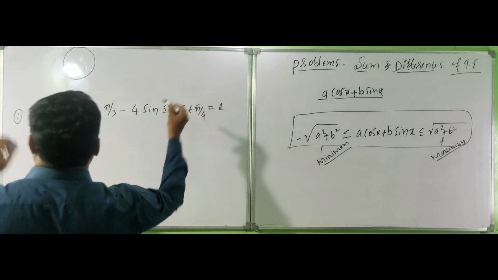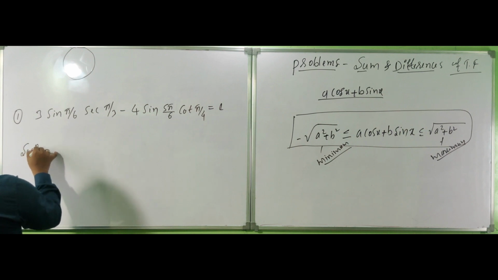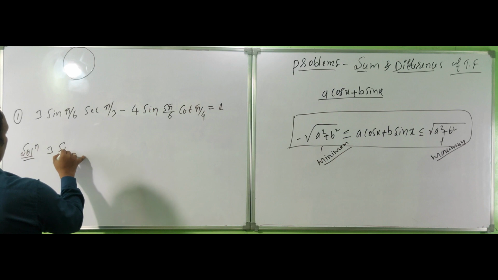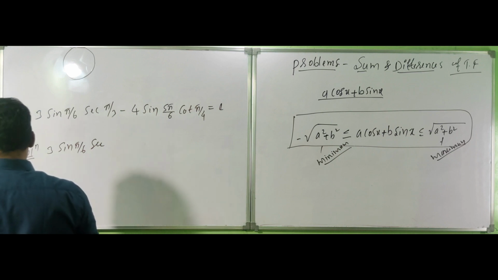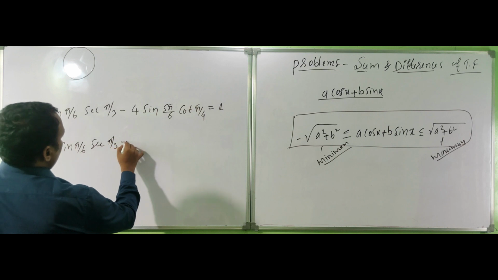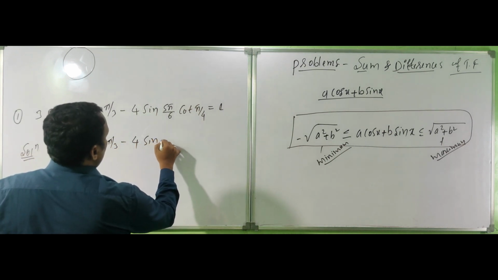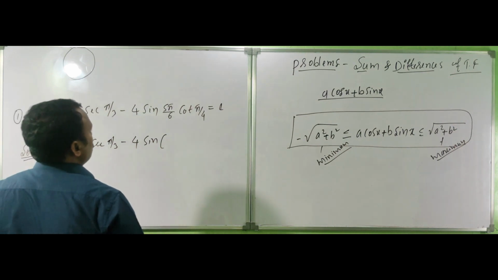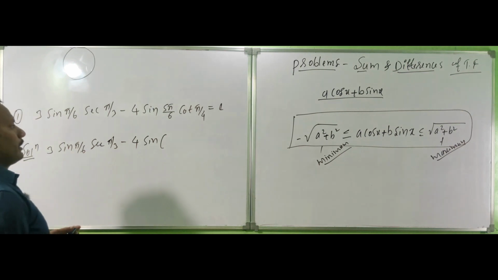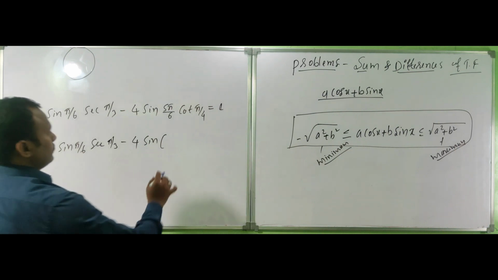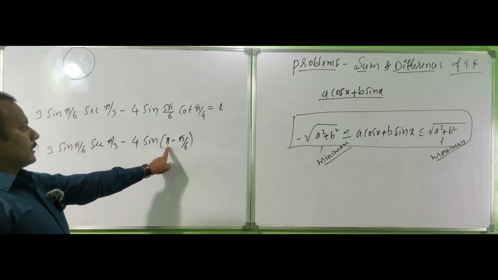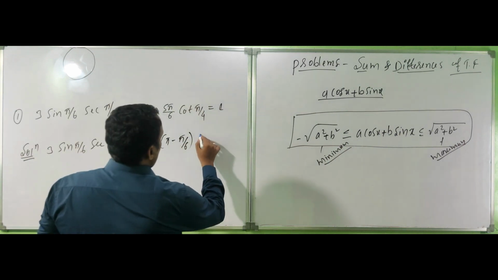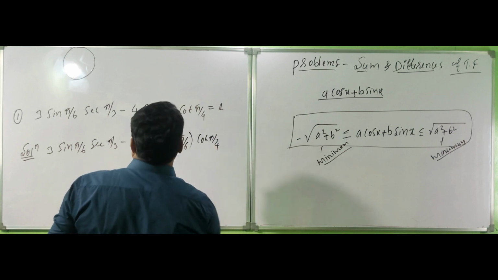Solution. Writing as it is: 3 into sin(pi/6) sec(pi/3) minus 4 sin, and here you should write 5pi/6 as pi minus pi/6, then cot(pi/4). Let's take the LHS.